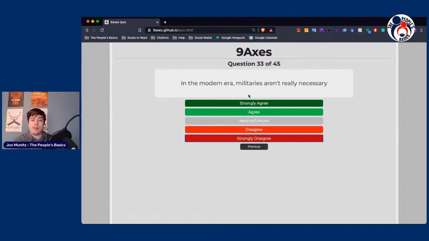Next, in the modern era, militaries aren't really necessary. Strongly disagree. Obviously, they become less and less necessary, but you've got to have some people who are still administering weapon systems. So strongly disagree.